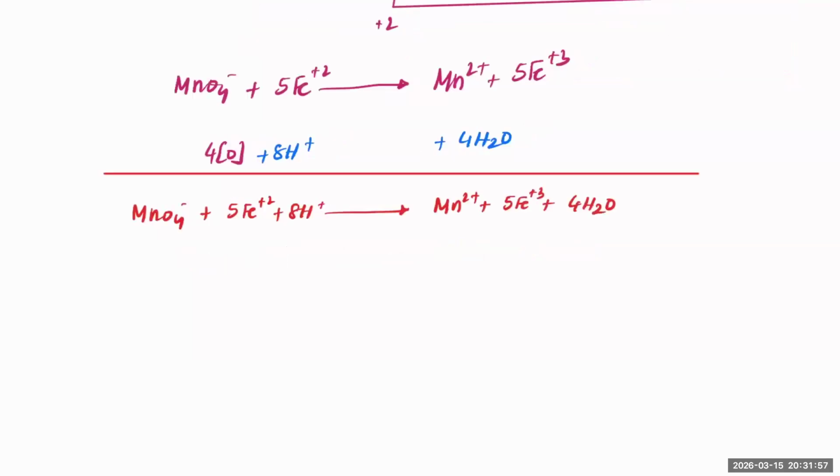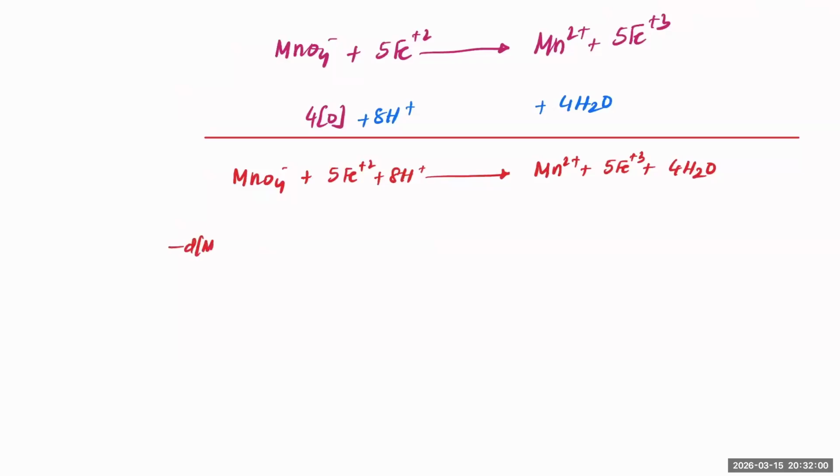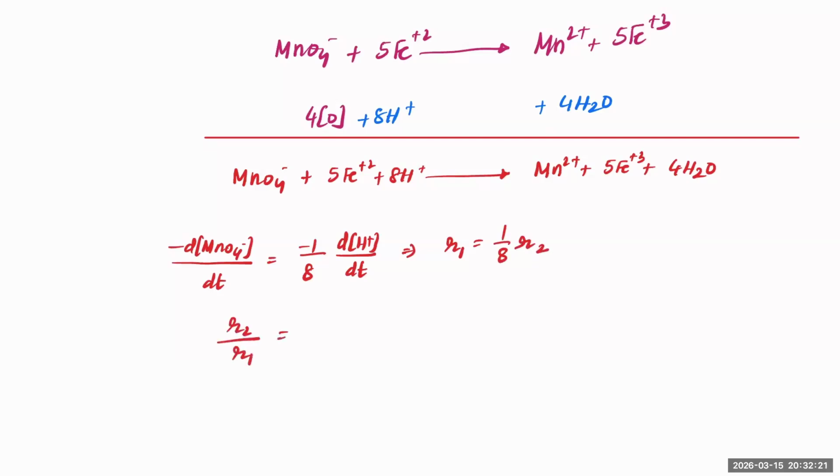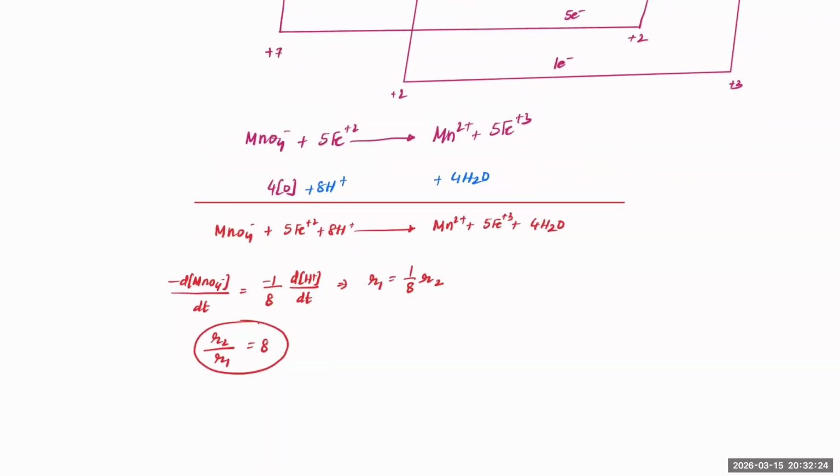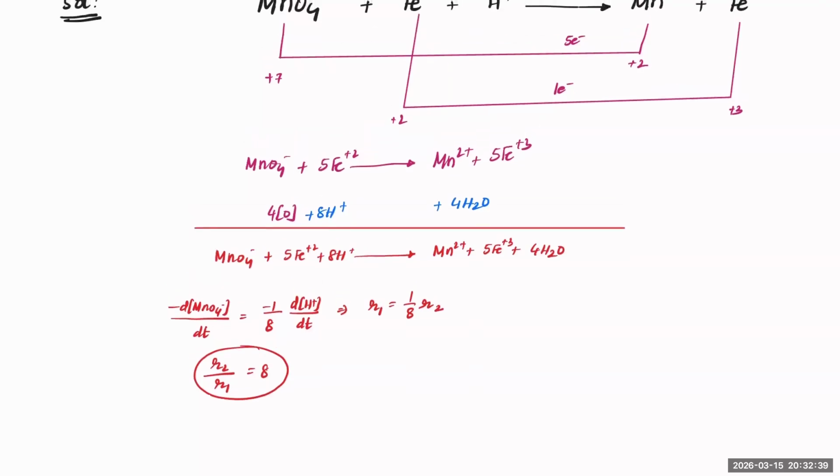Got it? So from here, I can write minus d[MnO4 minus]/dt equal to minus 1 by 8 of d[H plus]/dt. Correct? So you know that rate R1 is equal to 1 by 8 times R2. The question asked is what is R2 by R1? So R2 by R1 is 8. R2 is the rate of disappearance of H plus and R1 is the rate of disappearance of MnO4 minus. Correct? Clear, everyone?